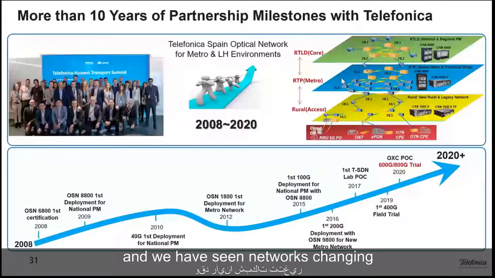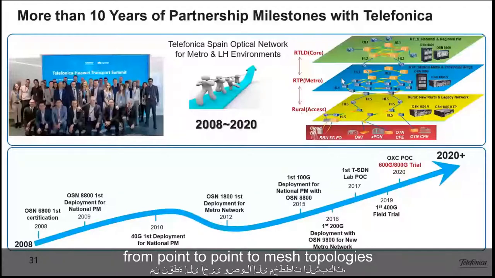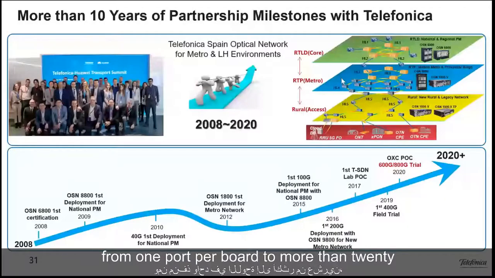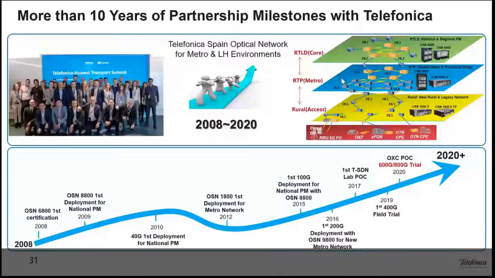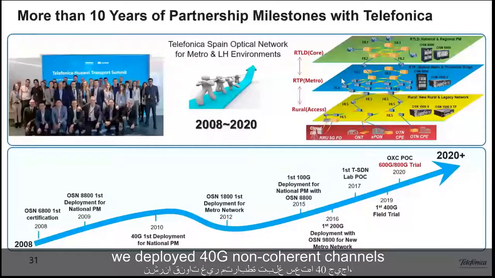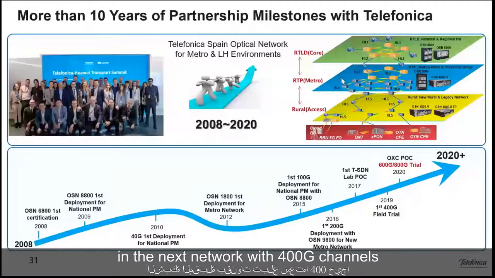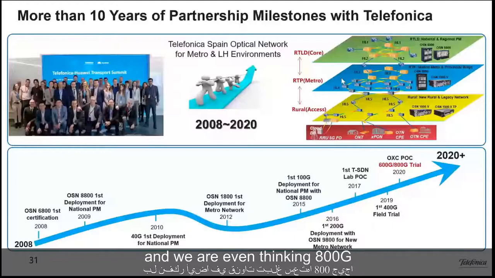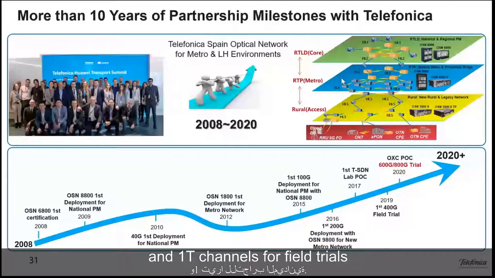And we have seen networks changing from point to point to mesh topologies, from one port per board to more than 20, and from 100G slot capacity to 1 tera. At the beginning of the National Transport Network, we deployed 40G non-coherent channels, and today we are thinking of the next network with 400G channels, and we are even thinking of 800G and 1 tera channels for field trials.